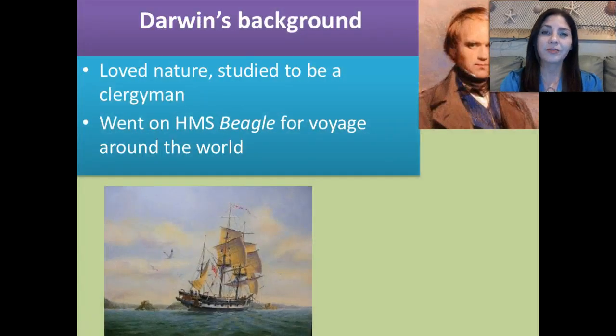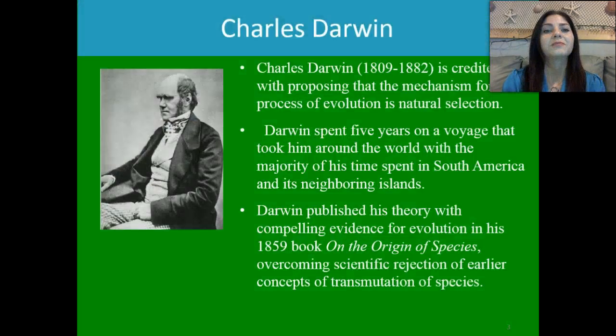Before we get started on evolution, let's talk about the father of evolution, Charles Darwin. Charles Darwin loved nature, and he actually studied to be a clergyman, which is kind of counterproductive since he came up with the theory of evolution, which was not so popular at his time. He went on the HMS Beagle for a voyage around the world. This is where he made all of his observations.